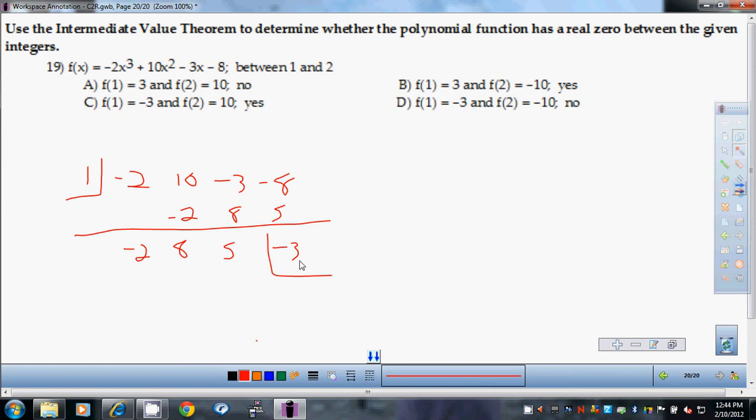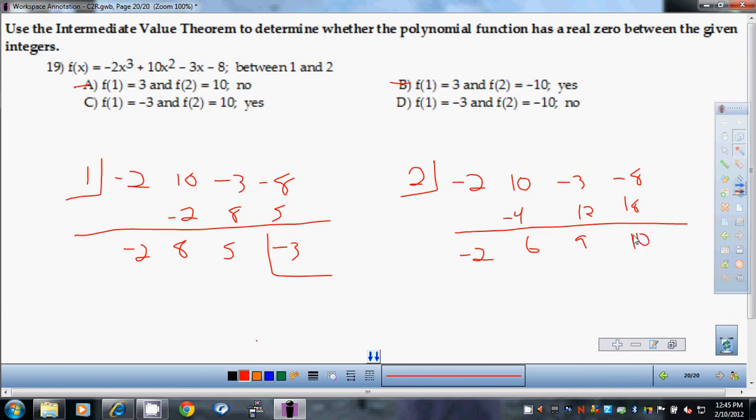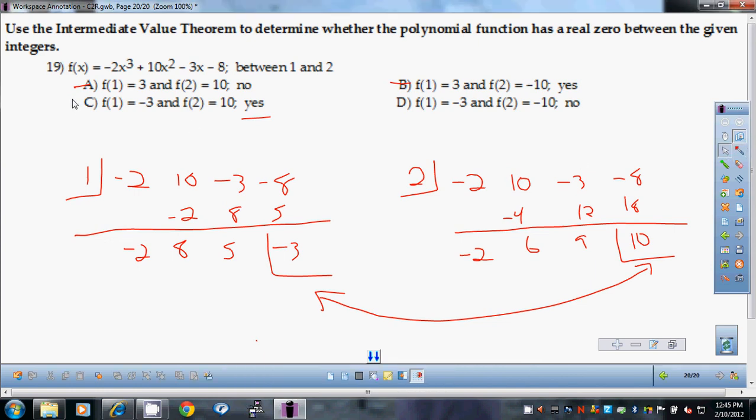Okay, negative 3. So I can immediately cross off A and B because they don't give me negative 3. So now I just need to find what 2 is. Now remember, we're not solving for the zeros here, so you don't take it out of your depressed, you take it out of your original again. Or again, you could just plug it into the equation, but I think this is easier to do. That's just me though. Drop the negative 2, 6, 12, 9, 15. So, is there a sign change? Yes. So the answer is C. Negative 3 and 10, there's a sign change, so yes.